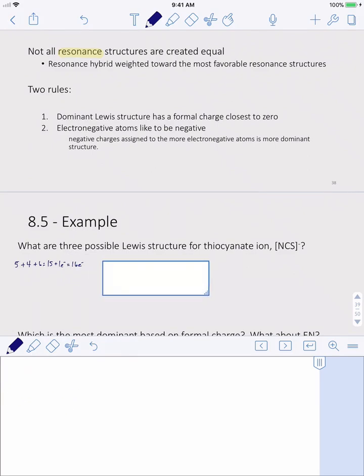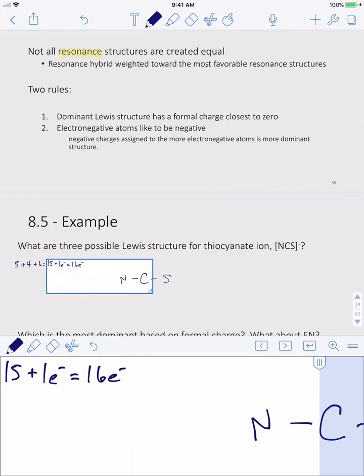And here we're going to put our least electronegative in the center. So if we look at the periodic table between carbon, nitrogen, and sulfur, carbon is furthest from fluorine. So we're going to have a carbon in the center, and we're going to surround it with a nitrogen and a sulfur. It doesn't really matter what side this comes on, but I'm going to do it as it's written in the formula.